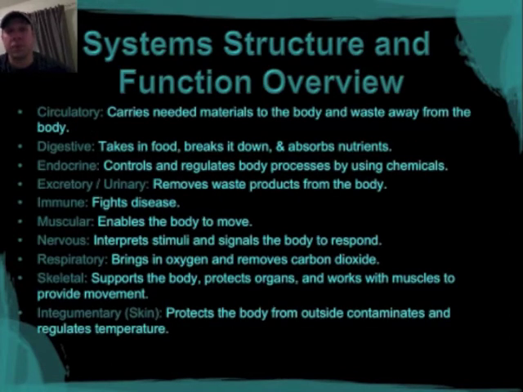So here are the systems that we're going to take a look at. We have the circulatory system, the digestive, endocrine, and excretory systems, the urinary system, the immune system, muscular system, nervous and respiratory systems, the skeletal system, and the integumentary system, commonly known as the skin.